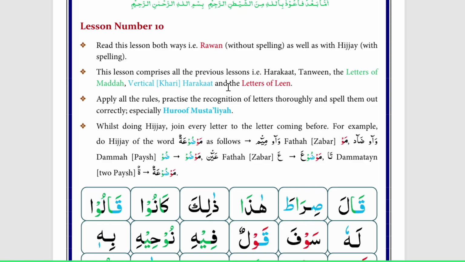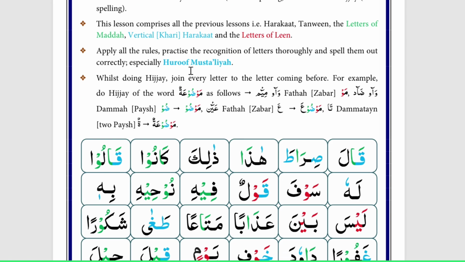And we have learned also about madda letters, vertical harakat and letters of Leen. So you are supposed to apply all those rules you have learned in previous lessons in this lesson. Apply all the rules, practice the recognition of letters thoroughly and spell them out correctly, especially Huroof Mustaliya. We have learned in chapter 1 about Huroof Mustaliya. Mustaliya letters are always pronounced in a deep, thick tone, and Mustaliya letters are 7 in number. This is the abbreviation of Mustaliya letters.